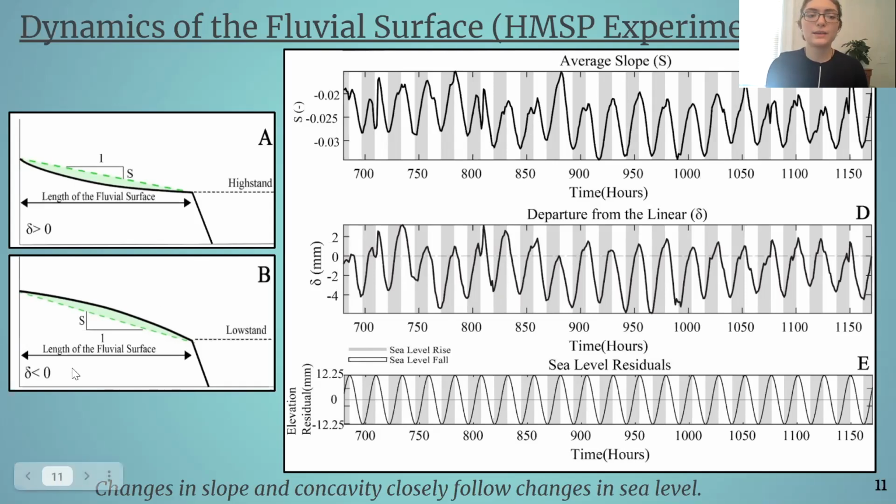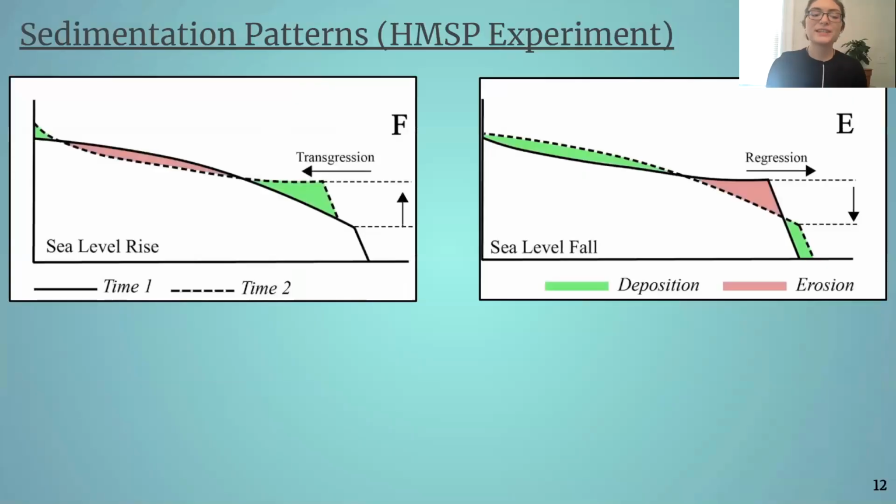So remember, a more negative value would be a shape more like this, and a more positive value would be a shape like this. And across the whole experiment, these changes in slope and curvature really follow those changes in sea level. So we know that the changes in sea level are causing the changes in the slope and concavity of the fluvial surface and causing a time lag in the upstream response to sea level. My next step was to understand how the slope and curvature were changing.